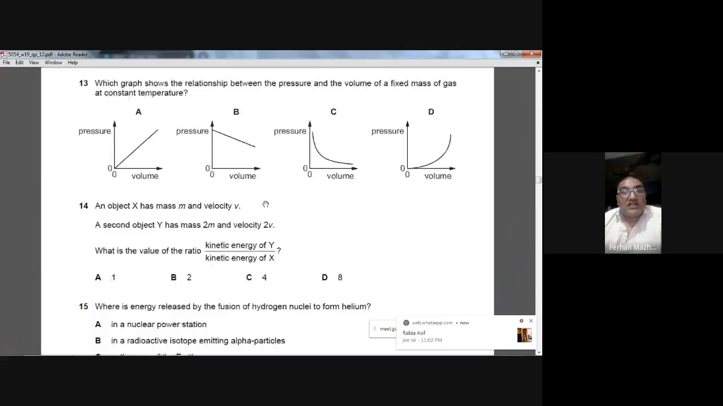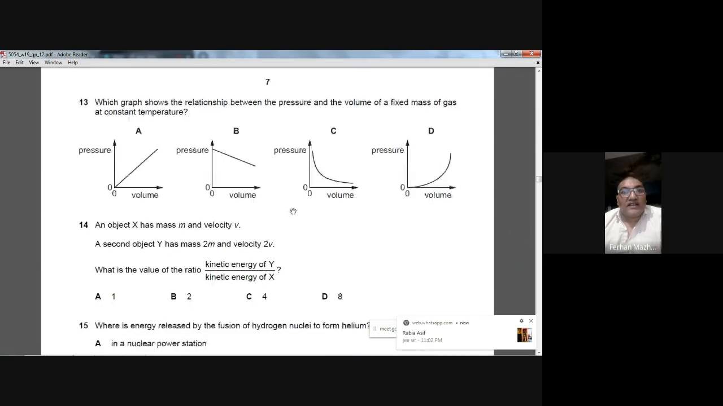Question number 13 is on your screen right now. Which graph shows the relationship between the pressure and the volume of a fixed mass of gas at constant temperature? The temperature is constant. What is the relationship between pressure and volume? If you increase the volume, the pressure will decrease. So he's talking about gas. If the relationship between the volume of the gas and the pressure of the gas is inversely proportional, the graph of the inversely proportional is a decreasing curve.